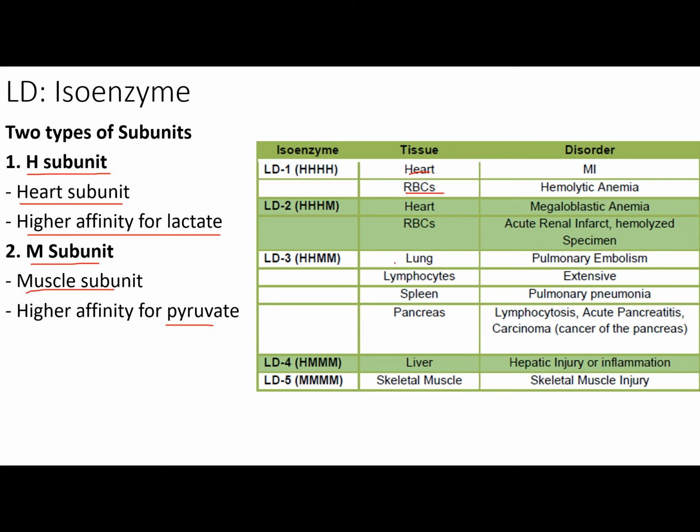Then yung LD3, tissue source niya are the lungs, the lymphocyte, the spleen, and the pancreas. Disorders associated are pulmonary embolism, extensive disorders, pulmonary pneumonia, lymphocytosis, acute pancreatitis, carcinoma, or the cancer of the pancreas. Then LD4, this is usually seen in liver, hepatic injury, or inflammation. Then LD5, usually found in the skeletal muscle, related with skeletal muscle injury.